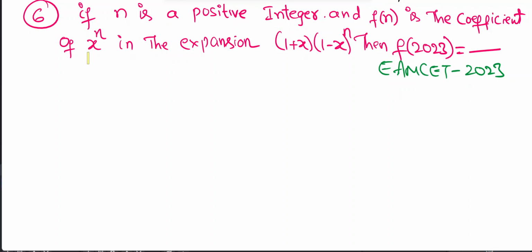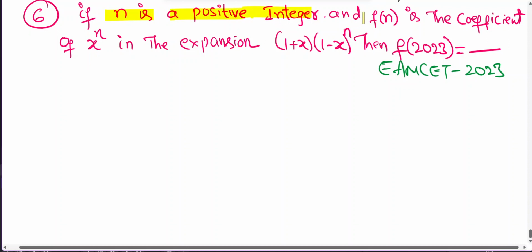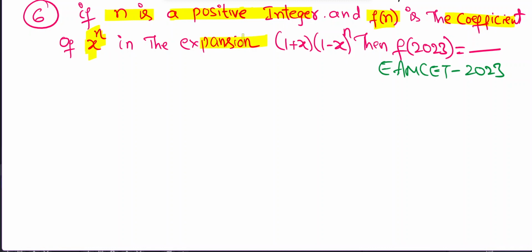This is the sixth question from Binomial Theorem. If n is a positive integer and f of n is the coefficient of x power n in the expansion of (1 plus x) into (1 minus x) whole to the power of n, then f of 2023 is equal to dash. This is the given question.